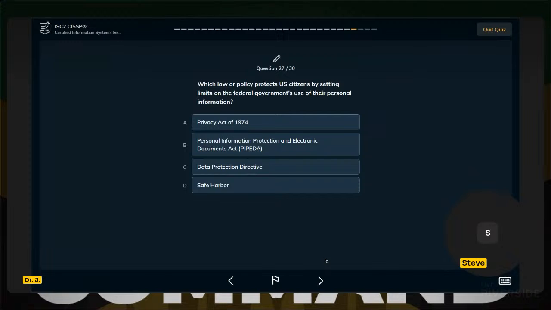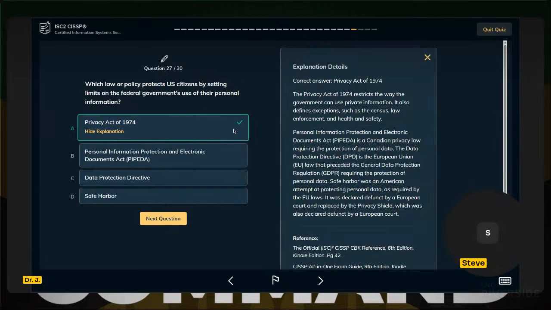All right, which law or policy protects U.S. citizens by setting limits on the federal government's use of their personal information? Let me see, which law? A, Privacy Act, but I think the Patriot Act superseded that. Yeah, the Patriot Act did supersede that. I was trying to say they mention that here, but they don't.